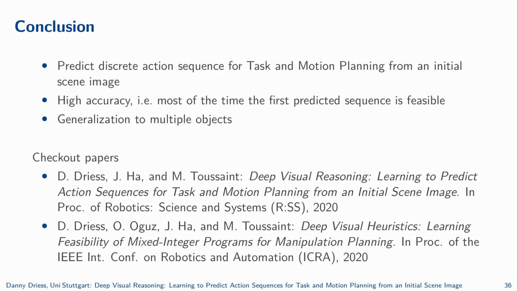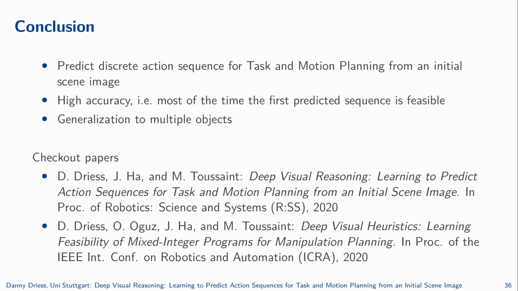To conclude, we have proposed a deep neural network that predicts promising action sequences for tasks in motion planning from an initial scene image. Most of the time, the first predicted sequence is feasible. Although being trained on only 2 objects present in the scene, the network generalizes to multiple objects.